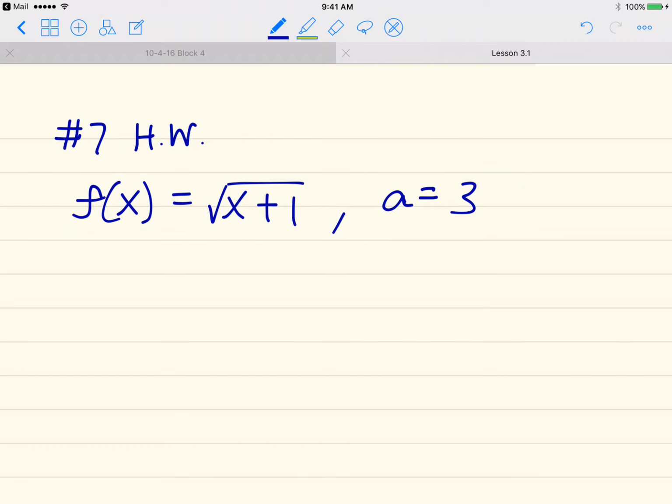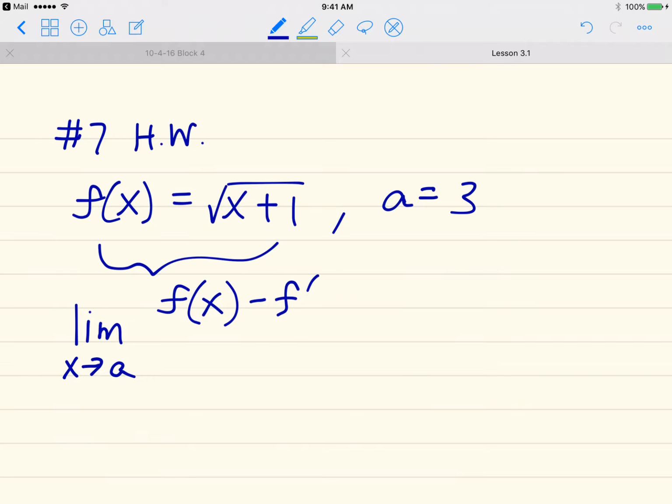Or you could do vice versa. You could plug in a first into the definition of the derivative and then evaluate and simplify from there. But we're also told to use the alternate definition instead of our difference quotient formula. So we're using this.